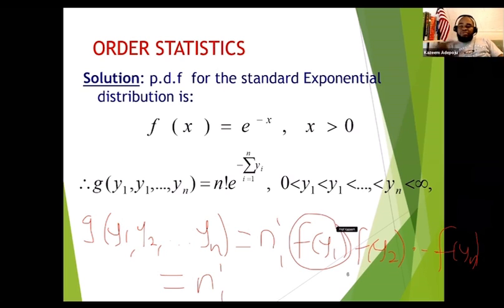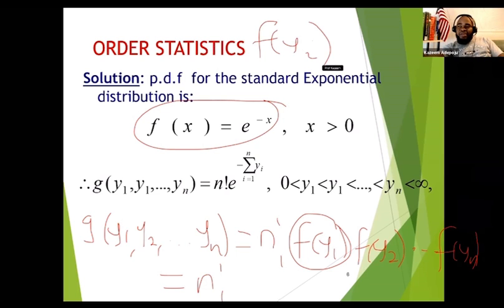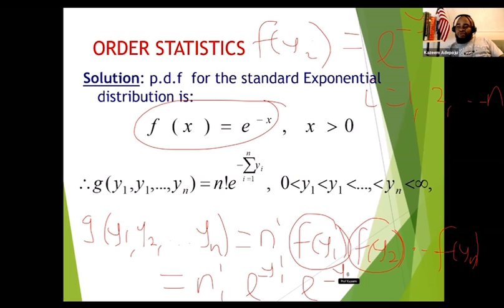Now this is what I wanted to take note. So if f of x is equal to that, then f of yi is actually going to be equal to exponential raised to the power minus yi, for i from 1 to n. They're actually going to be identical. Because of that, for f of y1, what I'm actually going to get is exponential raised to the power minus y1. For f of y2 it is going to be exponential raised to the power minus y2.